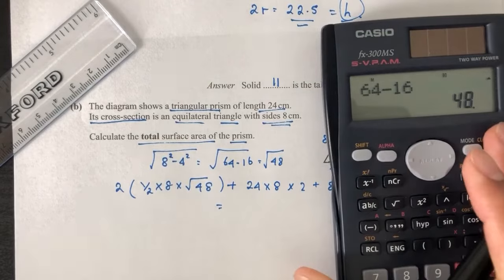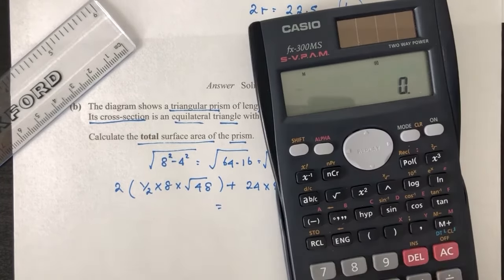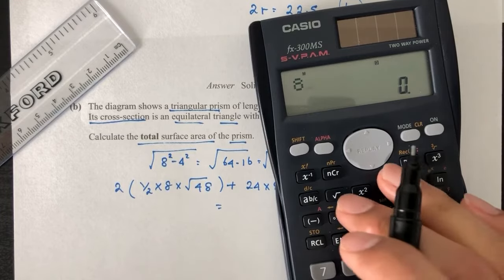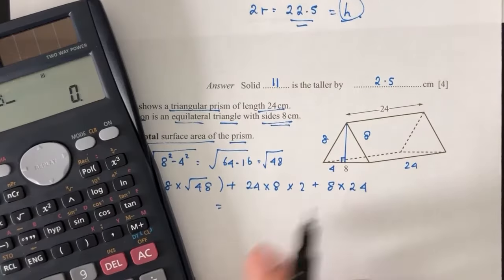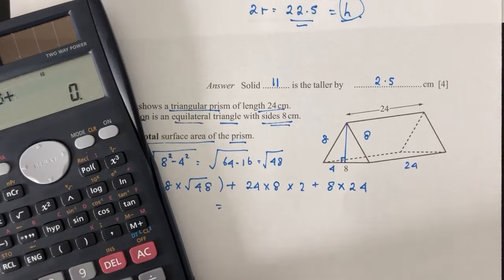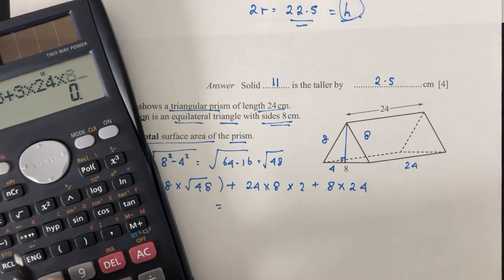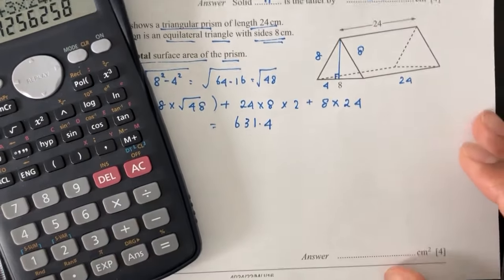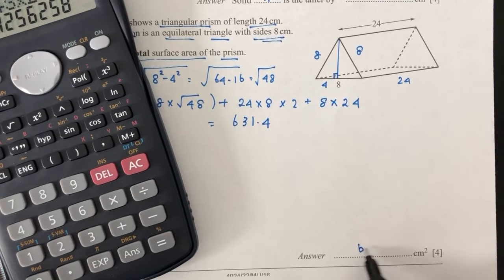So let's simplify. We will have 8 times square root of 48 plus, so 3 times 24 times 8. That will give me 631.4. So your value correct to 3SF will be 631 centimeter square. That will be question number 11.